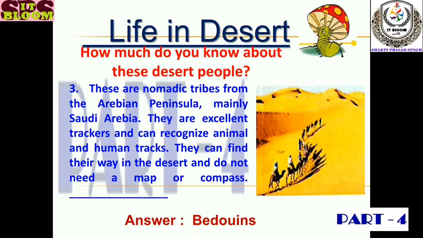A peninsula is an area surrounded by water, mainly in Saudi Arabia. They are excellent trackers. They can track animals and humans without using a map. It is a very interesting thing. They can track humans and animals without using any kind of map. They can find their way in the desert. With their knowledge of that area, they do not use any compass or any kind of map. These are Bedouins.